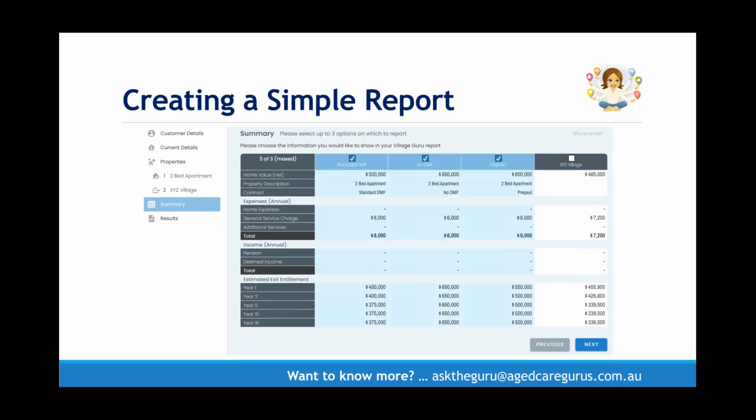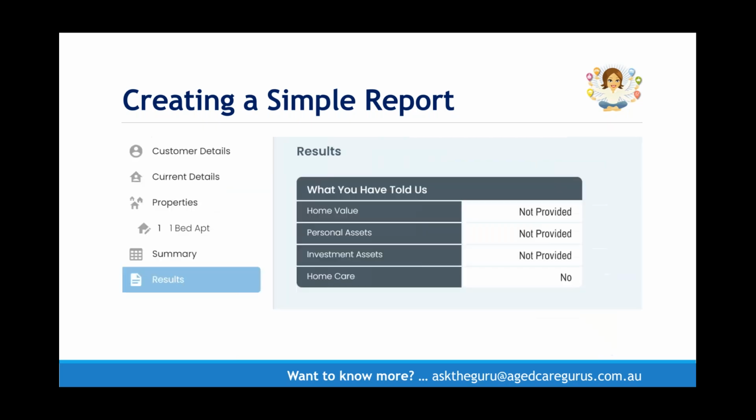So once you've got the summary page, just as you do now, you select which options you want to go through into your report. And then it's going to look a little bit different. So in the results page, the first thing you'll notice is up the top, what you have told us, that the information has not been provided. Now, some of the information might be there because you've popped in, say, a home value, for example, but when there's a box that says not provided, it will tell you that you're creating a simple report.